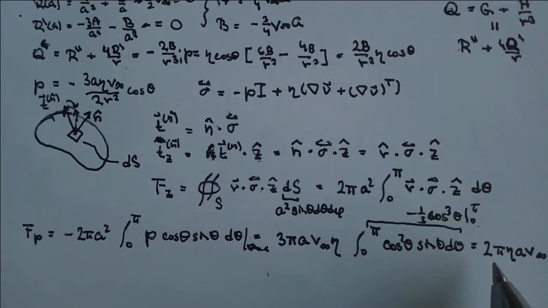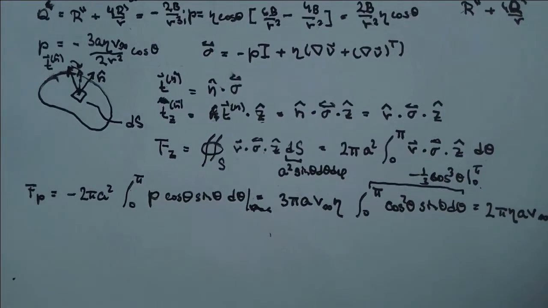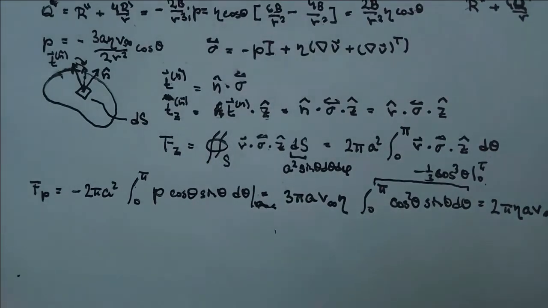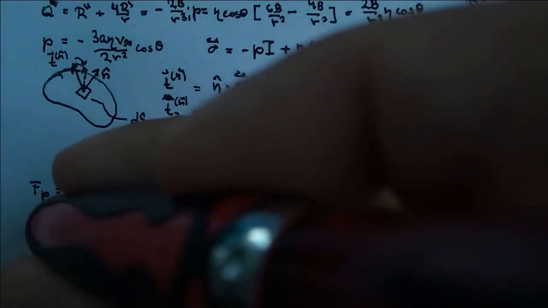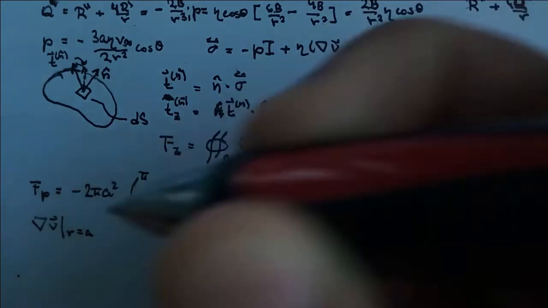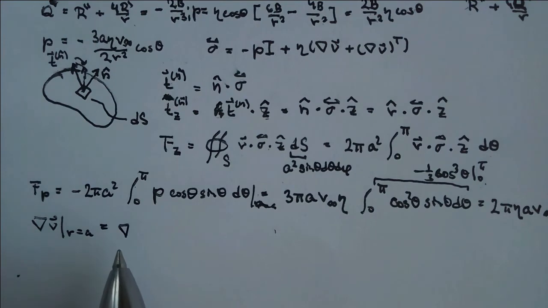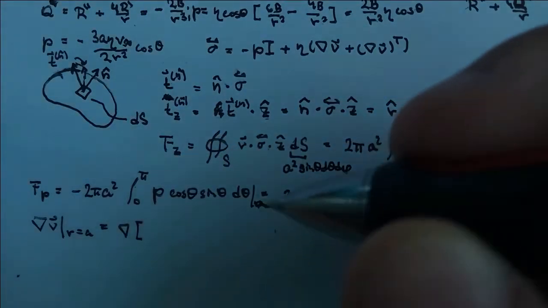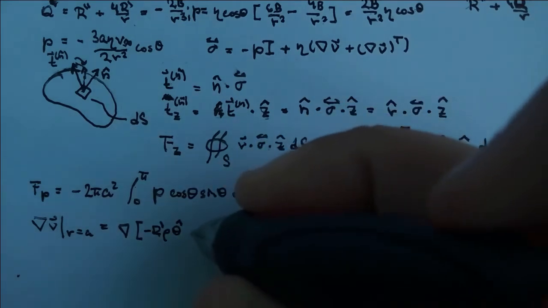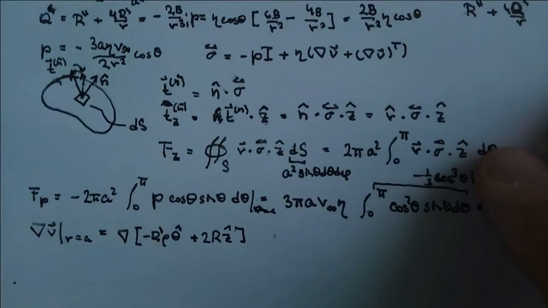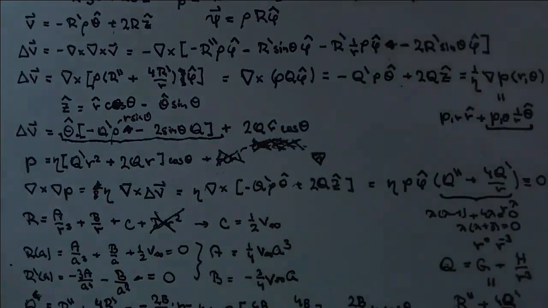As I've told you, maybe not, I don't know. The shear term is 2 times bigger than the pressure term, and the shear term will be 4 times pi eta a v infinity. We will see that. It's really easy to see, because you have to compute this first. It's gradient of v at r equal to a, which is gradient of, we already know what v is. V is minus r prime rho theta hat plus 2 times r times z hat, and that is exactly from this relationship over there.